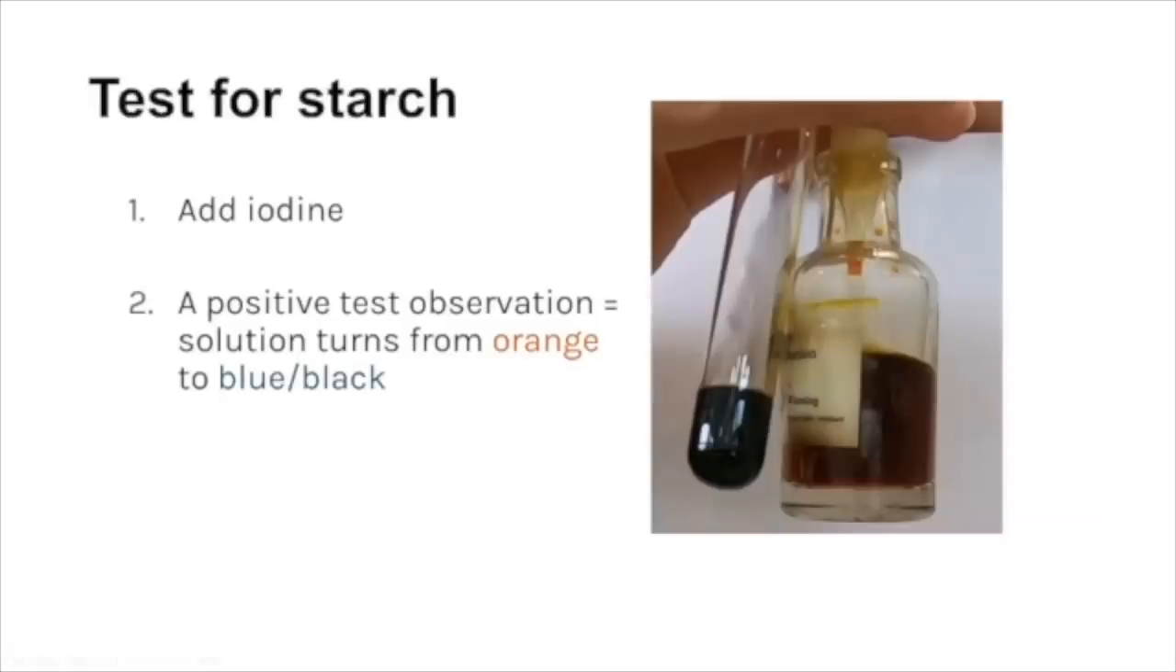Now you could be asked for the biochemical test for all of those molecules that I've just gone through, or some of them anyway, the ones that I'm going to go through. So the first one is the biochemical test for starch. This would be a 2-mark question to describe the method. You add iodine and a positive test result would be the iodine goes from orangey brown to blue black.